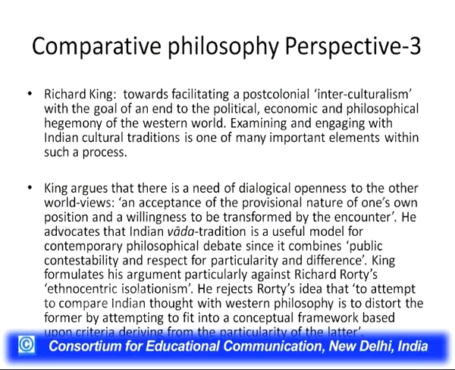So, this is a second kind of comparative approach. There is a third kind of comparative perspective, which is argued by philosophers like Richard King, who suggests that let us go beyond this kind of dualism and try to engage in a serious dialogue. And he argues that we need to have a kind of interculturalism with the goal of an end to the political, economic, philosophical hegemony of the Western world. So, he argues that what has happened in the world today is a huge hegemony of the Western world, and we always try to compare the philosophy of different parts of the world with the Western philosophy and try to see whether they are similar to the Western philosophy or not.